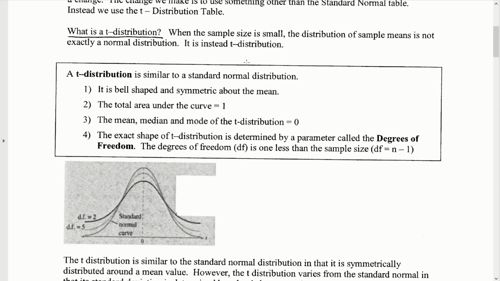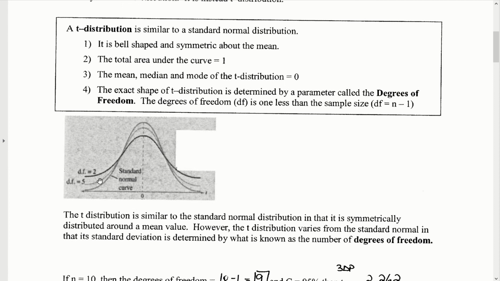The t distribution has a lot of similarities to the standard normal distribution. First of all, it's bell-shaped. It is also symmetric about the mean. It also has a total area under the curve of 1. The mean, median, and mode are also equal to 0. Its exact shape depends on several different t distributions corresponding to what's called the degrees of freedom, abbreviated df. It's always one less than your sample size. So if we have a sample of size n, then the corresponding degrees of freedom, df, is equal to n minus 1.